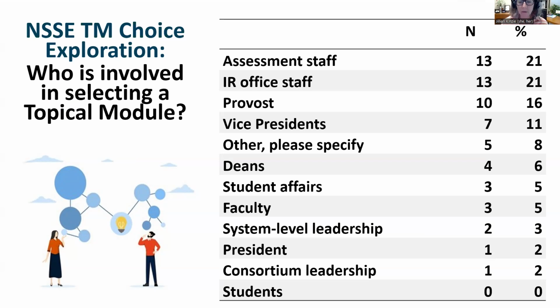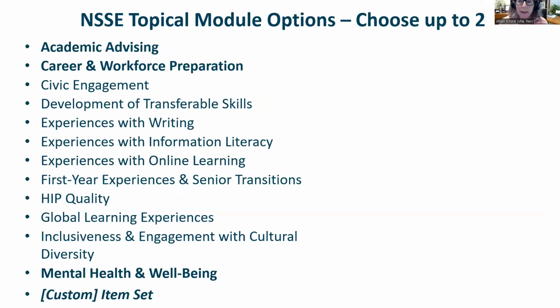Now you can get a sense of the remainder of the options that we afforded institutions. I will note the 0 that's afforded to students there. Nobody was involving students in their topical module choices. That might give us pause to think about. But I think the topical modules definitely suggest audiences.